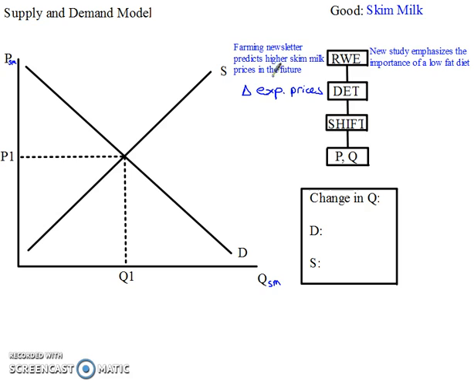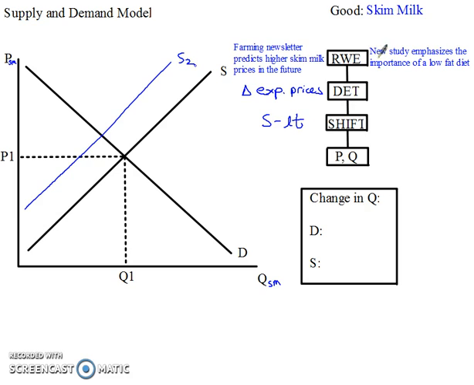So if I think that prices are going to rise in the future, then I'm going to reduce the amount that I sell today. So the supply curve for skim milk is going to shift in to the left, as producers take skim milk off the market and store it up to wait for those higher future prices.